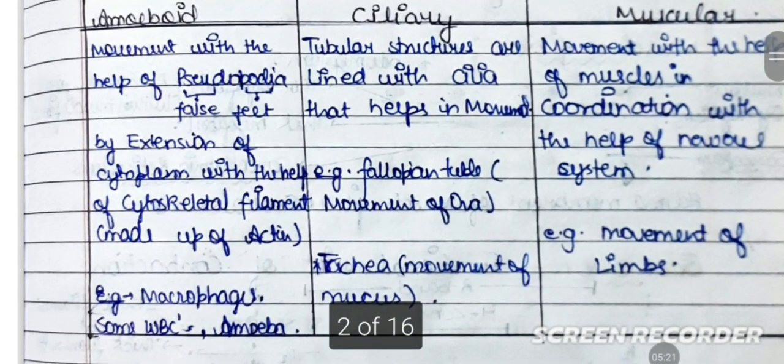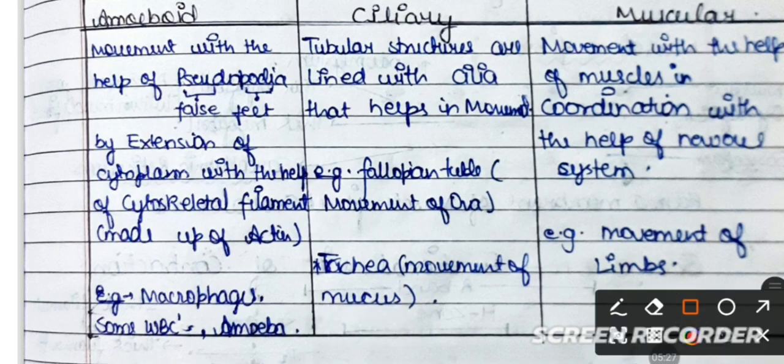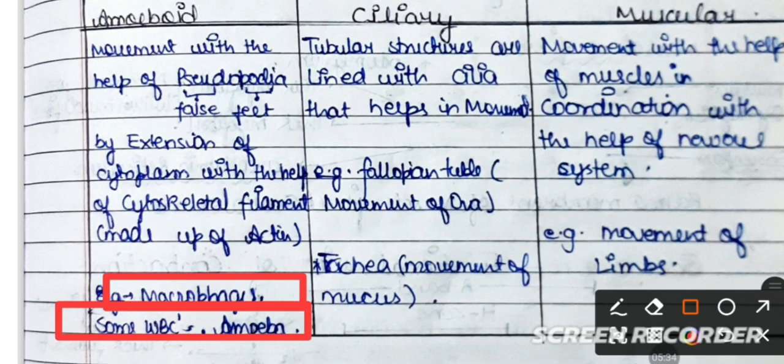So the examples in which amoeboid movement is seen are the macrophages. Macrophages are the cells which protect our body cells, some WBCs, and especially amoeba. Because when we are talking about amoeboid movement, the word itself suggests that it should be present in amoeba. Then we talk about the ciliary movement.